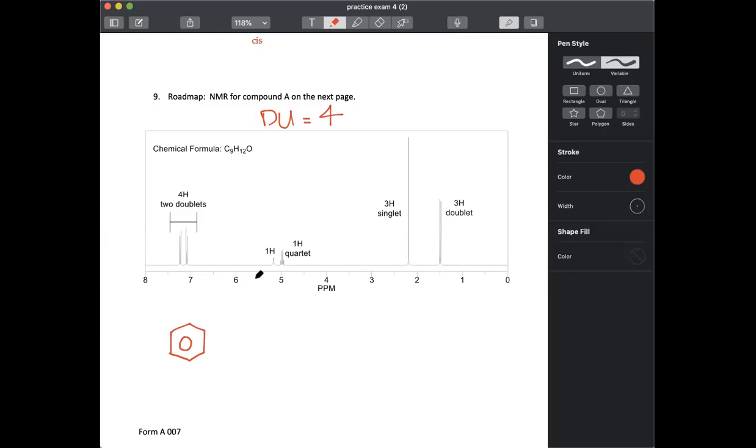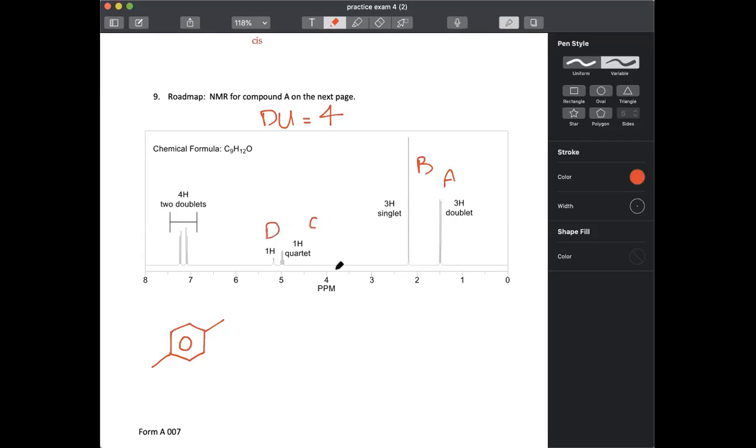If we go to the benzene region, 6 to 8, you see this, 4H, 2 doublets. What does that tell you? Is it mono, para, meta, ortho? Yeah, it's para. Para is going to give you the 2 doublets. So we have something like this going on. Now we can start construction of the structure. So we have A, B, C, D.